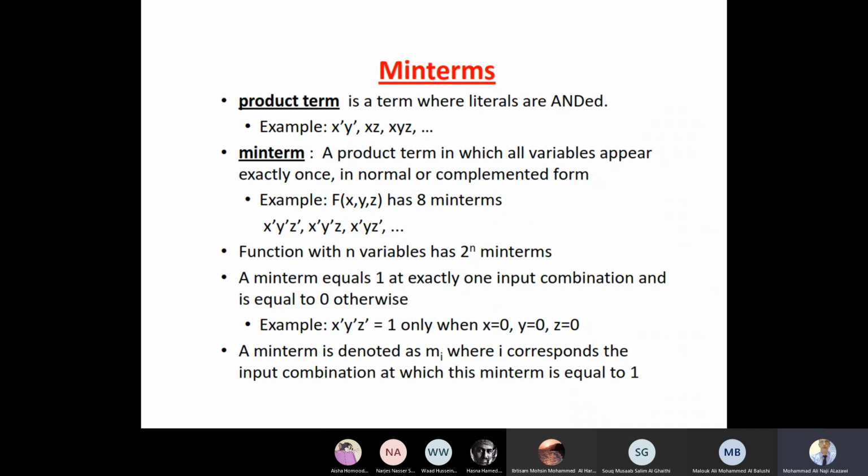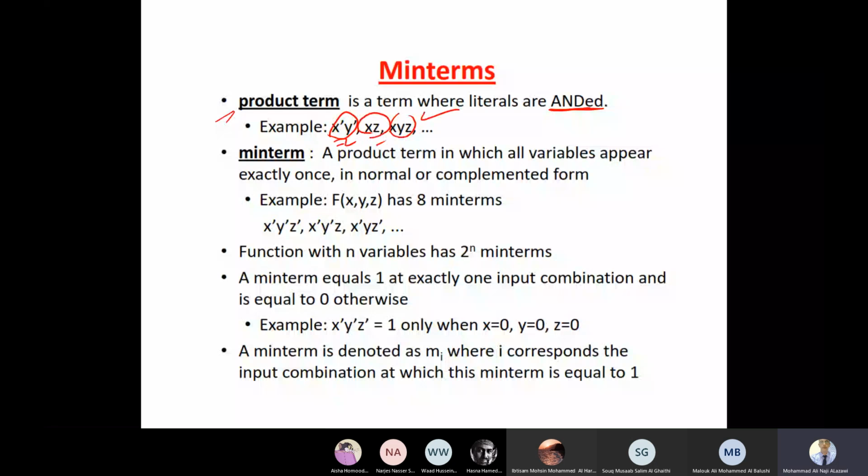Now, min-term: product terms, in which literals are ANDed, for example x prime, y prime, xy, xyz, etc. Min-term, this is product. It's called product. But if you notice, please focus with me here. Here we have xyz. Here, z is missing, right? Here, y is missing, while here it includes everything.